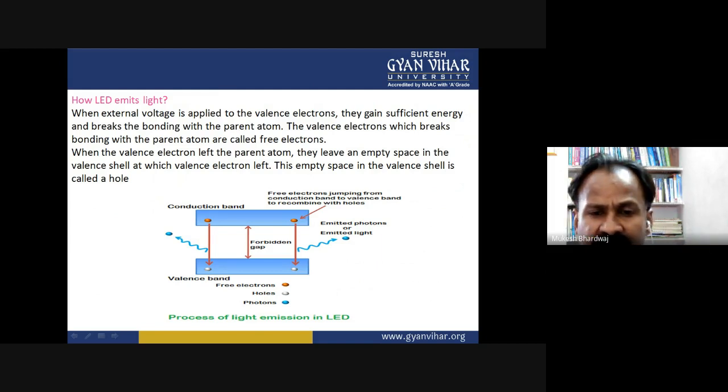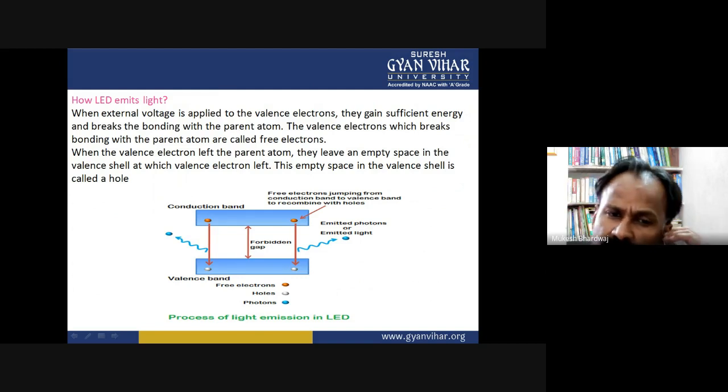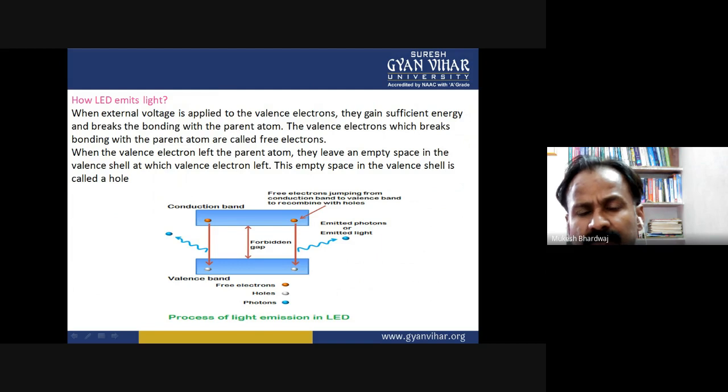So in the process of light emission in LEDs, free electrons jump from the conduction band to the valence band to recombine with holes and emit photons, or light. So the recombination process releases energy in the form of a photon of energy h nu.